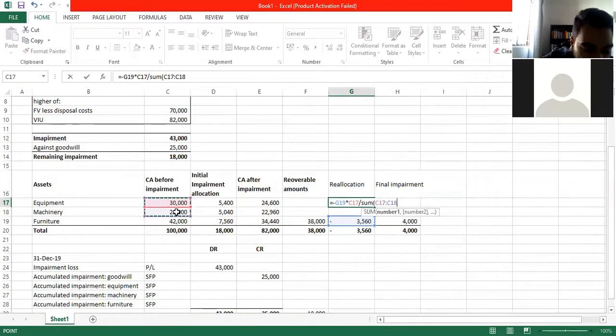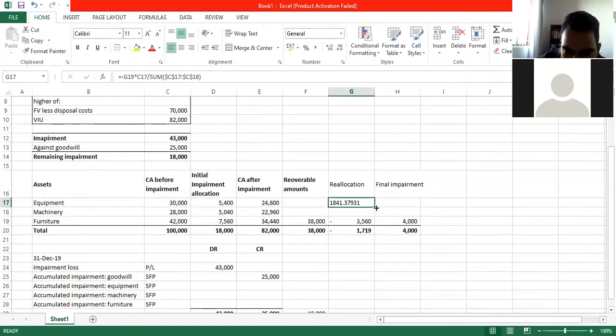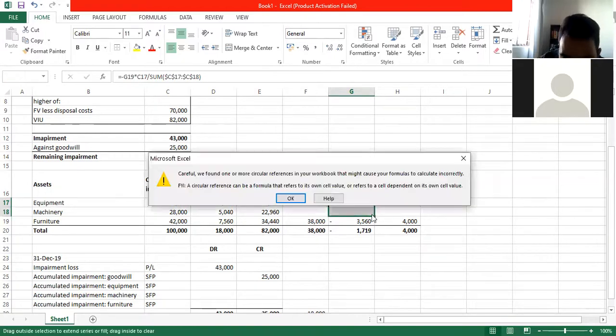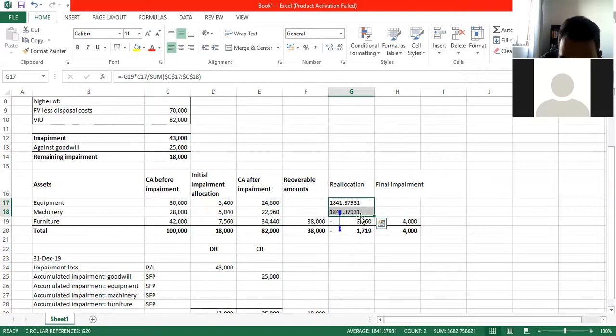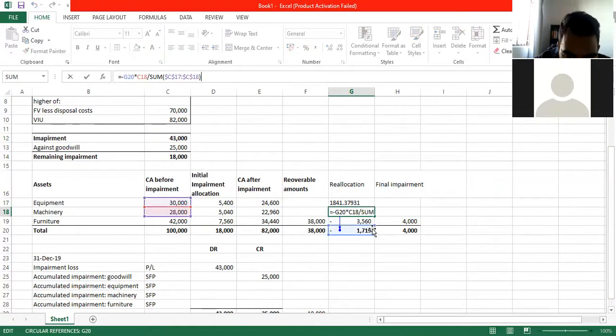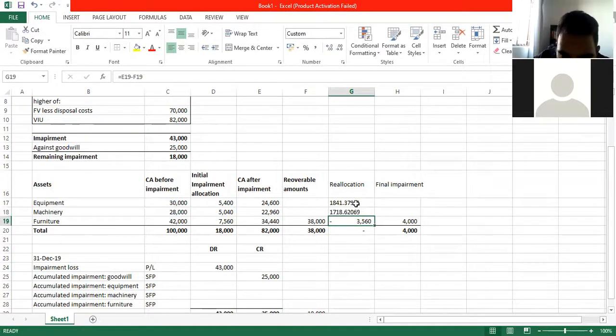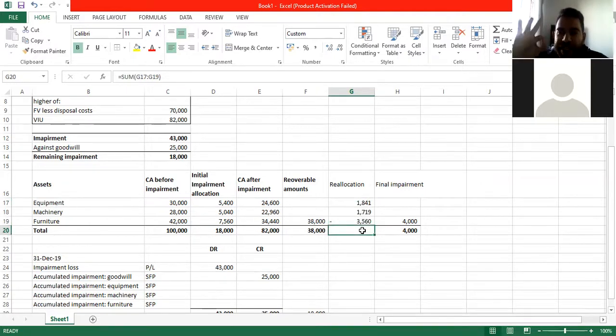It is something you're going to have to spend some time on in order for it to make sense. Ultimately, that reallocation will generally be zero.